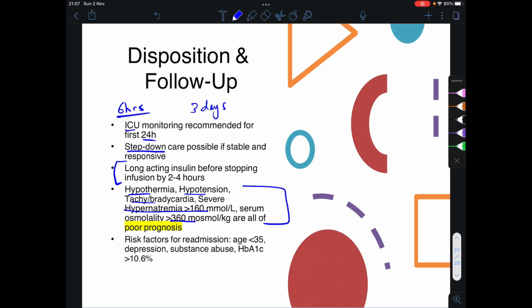And the risk of readmission increases the younger the patient is, if he has depression and is using antidepressants, or the HbA1c is more than 10.6.